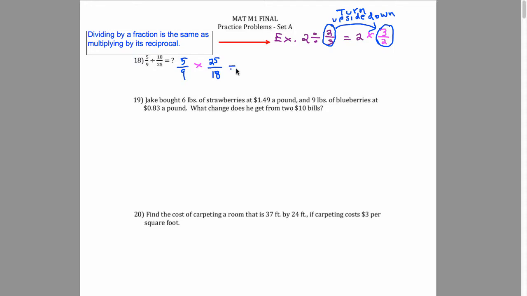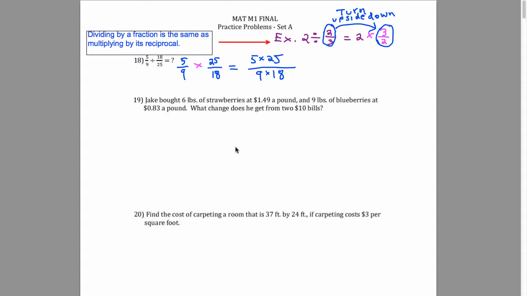Do you remember how to multiply fractions? Well, you multiply the tops together, 5 times 25, and you multiply the bottoms together to get 9 times 18. Now, as is the case when you have fractions, you need to reduce if you can.